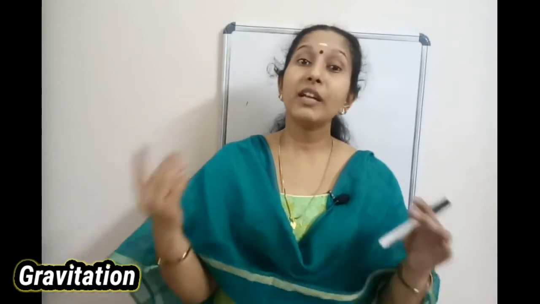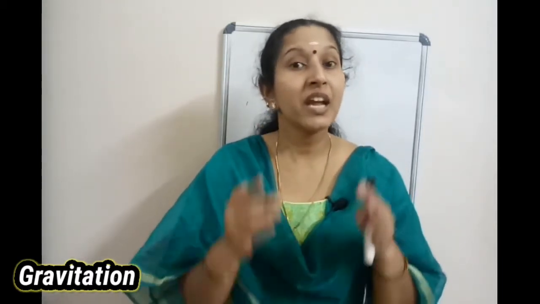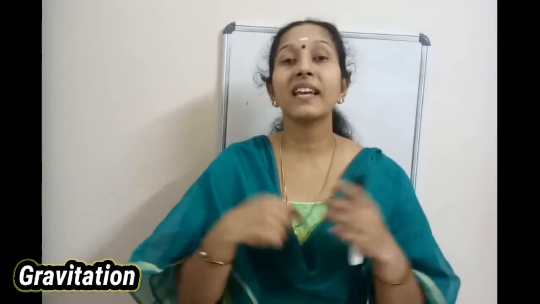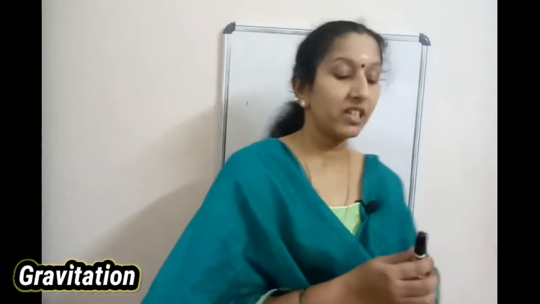We have discussed in our previous classes the equations of motion. We have three equations of motion: v equal to u plus at, s equal to ut plus half at square, v square minus u square equal to 2as. But now we are discussing gravitation. So in gravitation, instead of acceleration, you have to use acceleration due to gravity. How do we rewrite the equations?